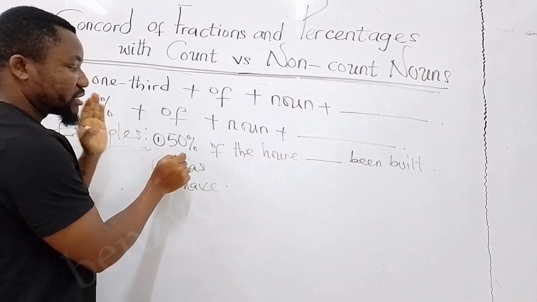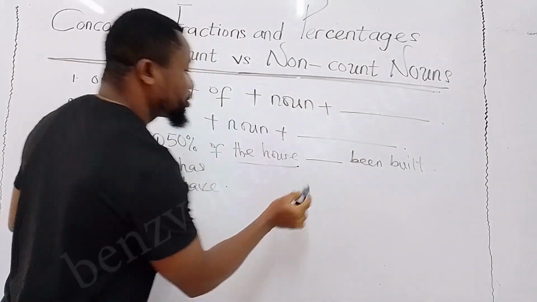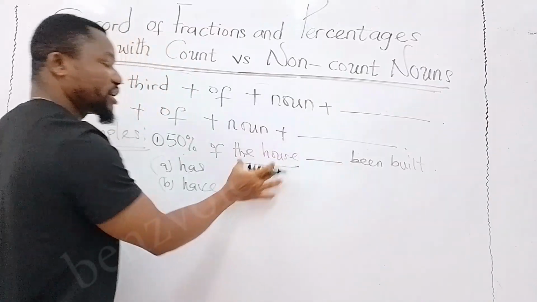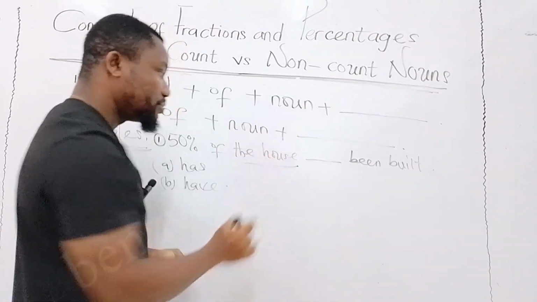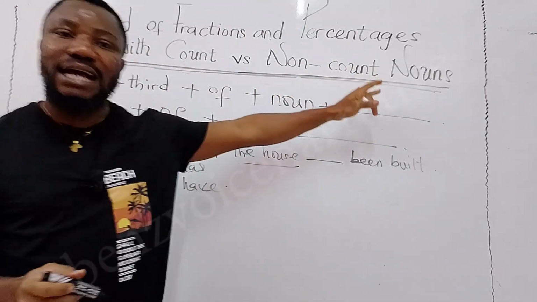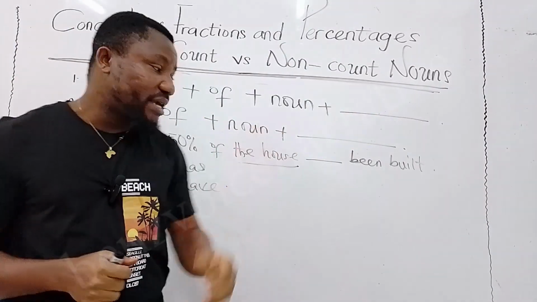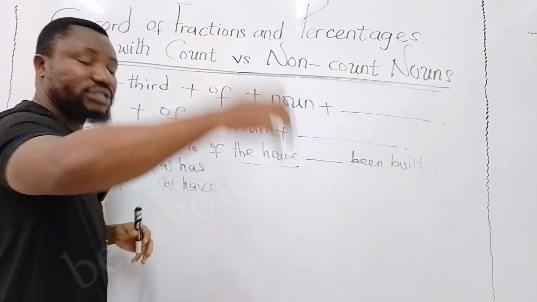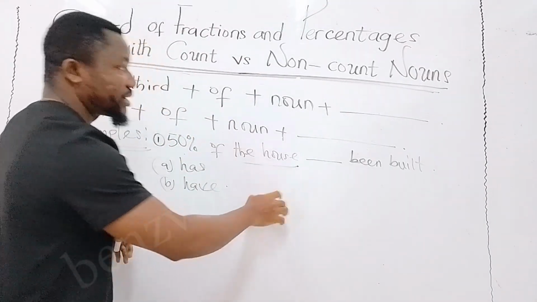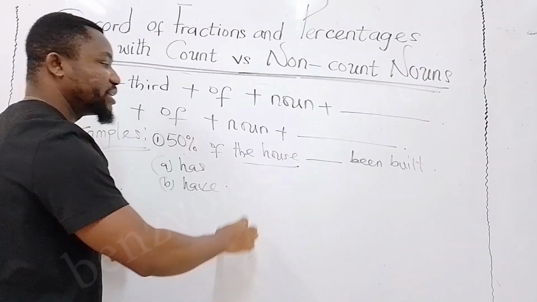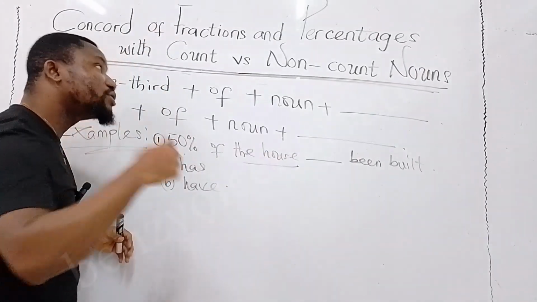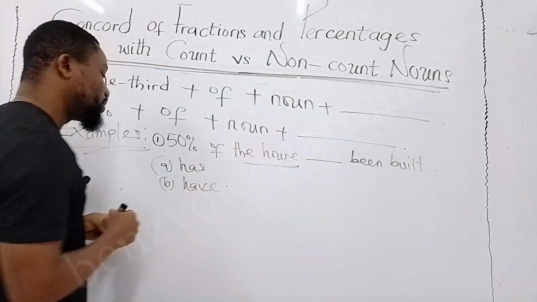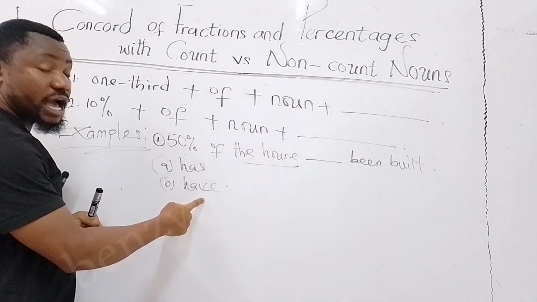This is the percentage, that's the first structure, followed by the house, which is the noun, and then you have the verb. Remember, you come back to what we have here. Is this noun a count noun or a non-count noun? A count noun is a noun that can be counted, and a non-count noun is a noun that cannot be counted. So can you count a house? Can you count houses? Yes. So the house here is a count noun. Is it plural? No. It's a singular count noun. And because it's a singular count noun, the verb here has to be a singular verb. So that's why the answer is what? Have? No.